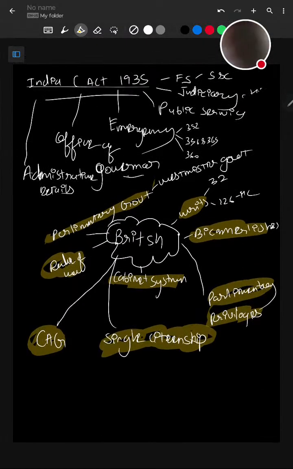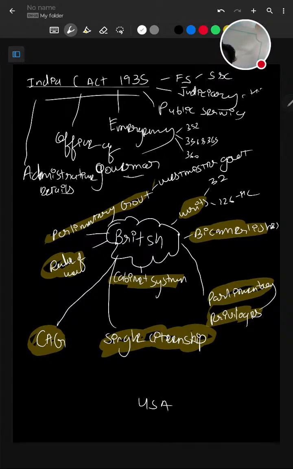Now going on to the US, from the United States of America, we have also taken some things from there too. So you could divide it in three parts. First is your fundamental rights, then your preamble.